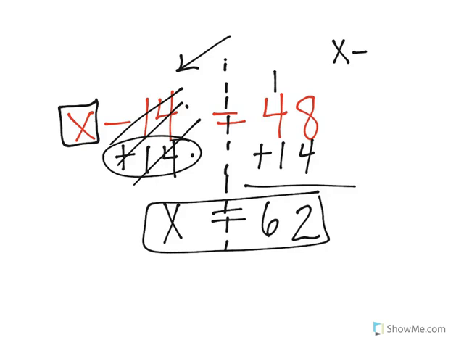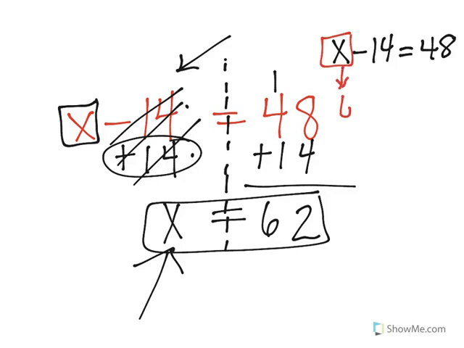The original problem said x minus 14 equals 48. So now that I have x right here, x is 62. So instead of x, I'm going to substitute it with a 62. 62 minus 14, if you do the math, which I'll do right here on the side, just so you can see.